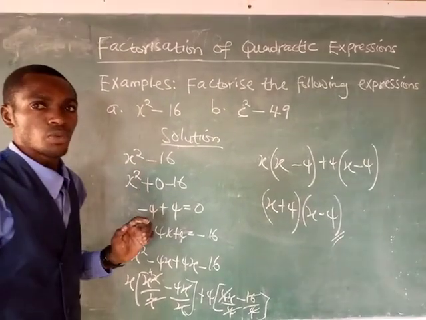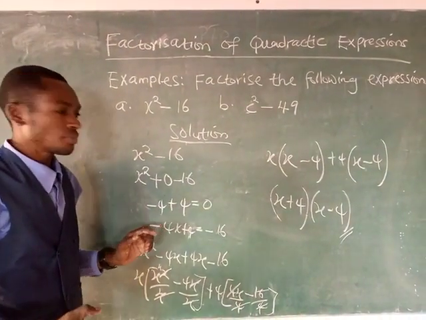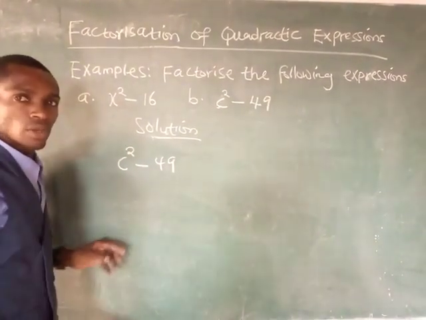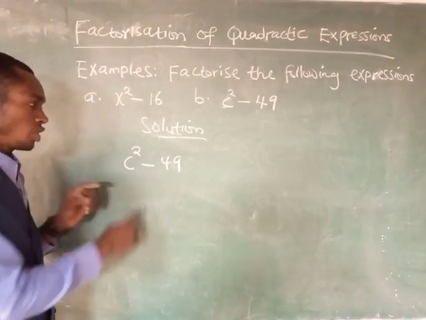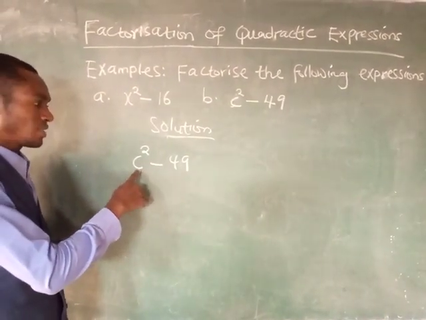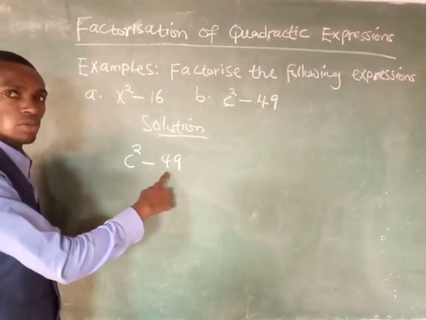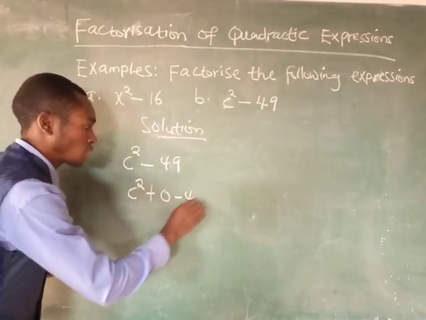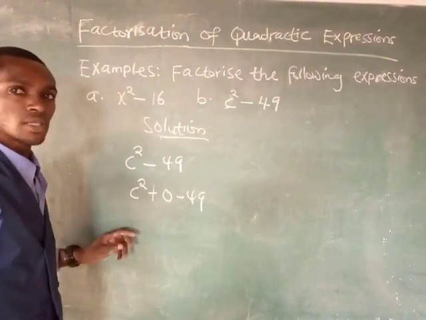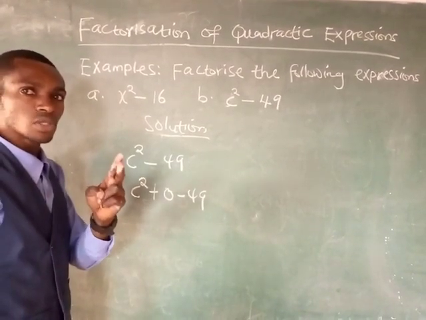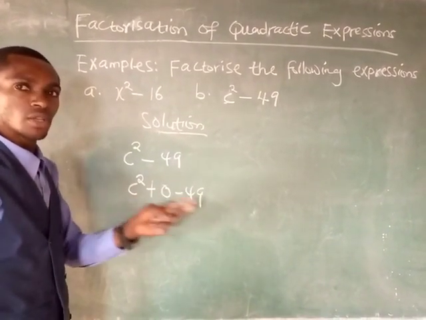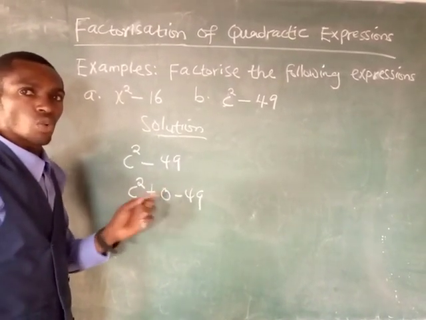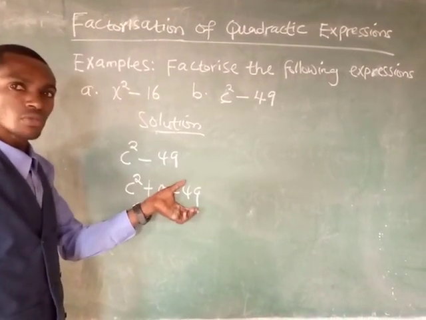Okay, I hope we understood. The second question is c squared minus 49. Don't forget, we said the first thing to do is to add 0 to c squared before writing minus 49. That is to say c squared plus 0 minus 49. Then what you do next is look for two numbers, two factors, especially factors of 49, that when you add them, you get 0, and when you multiply them, you get minus 49.